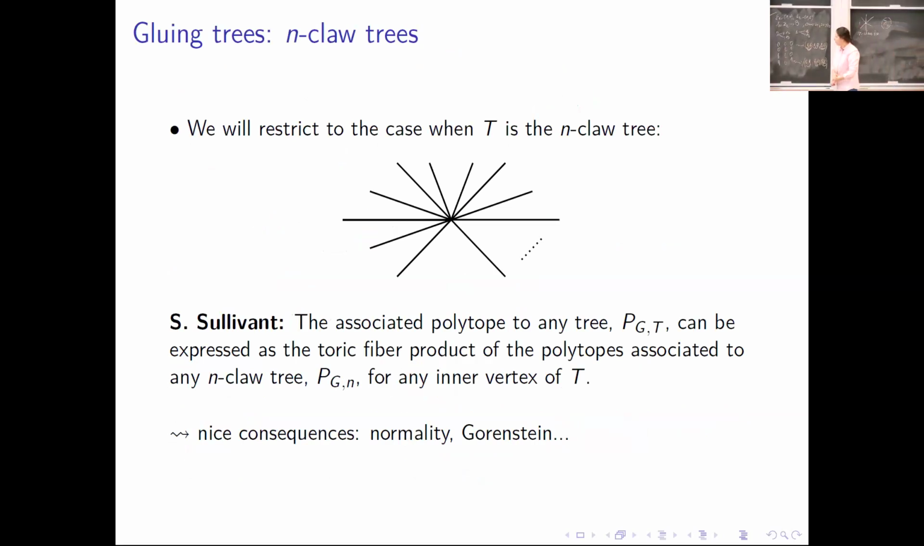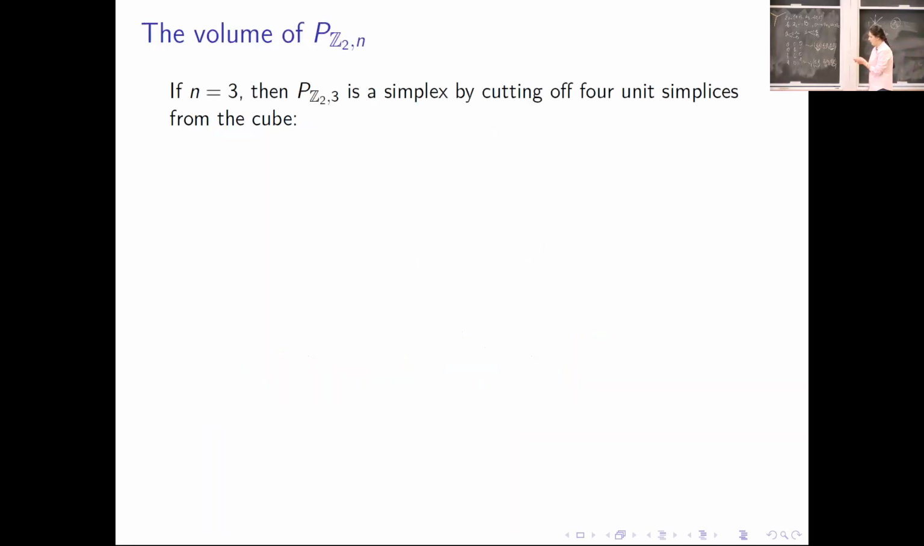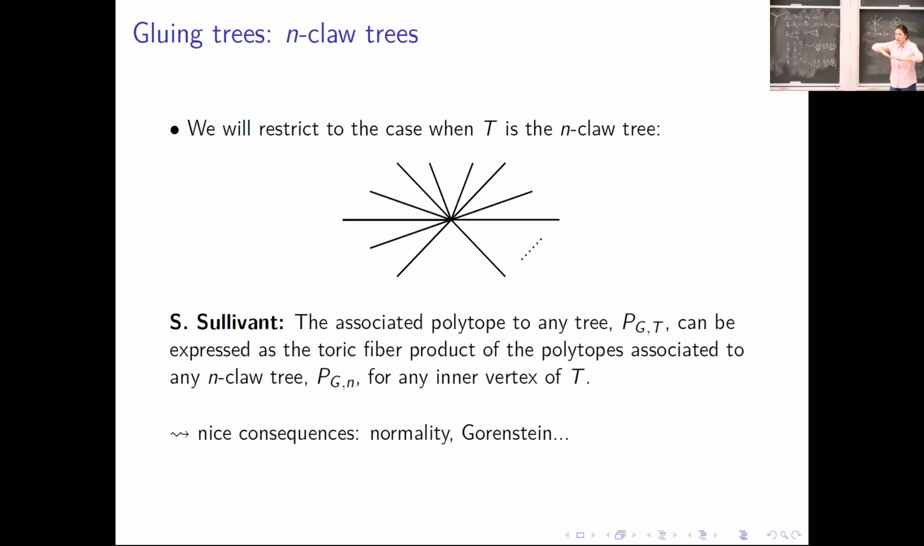And this class is very important because there is a very nice result due to Sullivant saying that if you look at the polytope for an arbitrary tree, then you can obtain that polytope via some gluing of smaller polytopes associated to this kind of trees. By gluing, there is a very nice process which is called toric fiber product. And this has very nice consequences when looking, for example, at the normality of the polytopes.